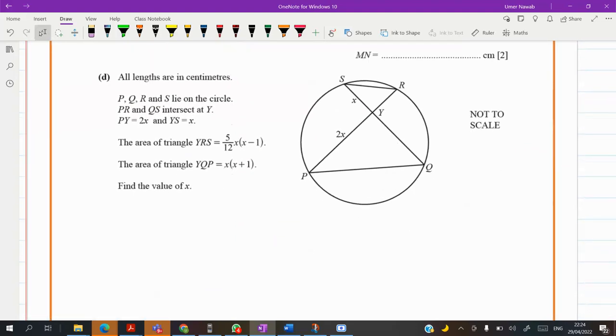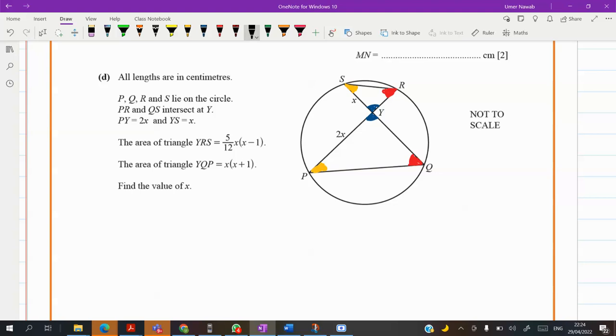Now this question, these are again similar triangles. Let me explain to you how. This angle is the same as this angle. Angle R is the same as angle Q. This angle, vertical opposite, is the same as this angle.